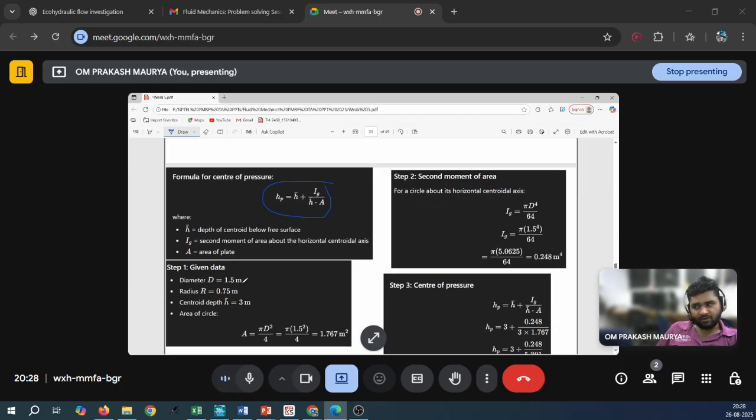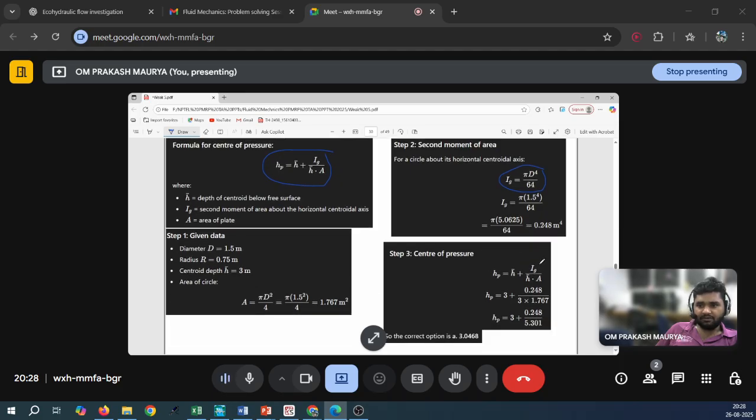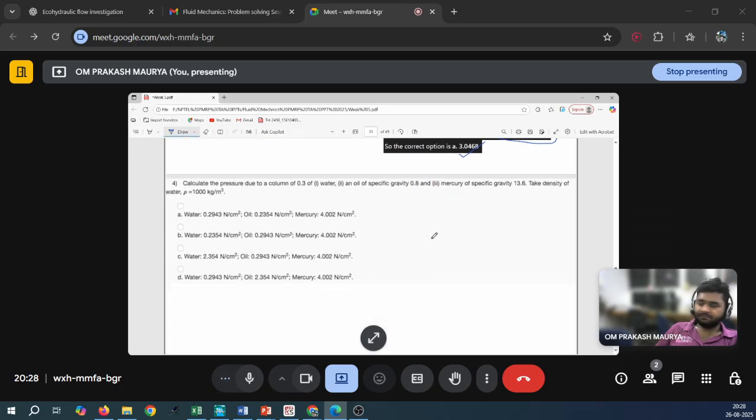So the diameter is 1.5, the radius will be of course half of your diameter, and the centroid depth is 3 meter, already in the question. So what will be your Ig, that is the second moment of area, pi d^4 by 64. Once you put it here, after the calculation, finally your answer will be 3.06468. So you can match.